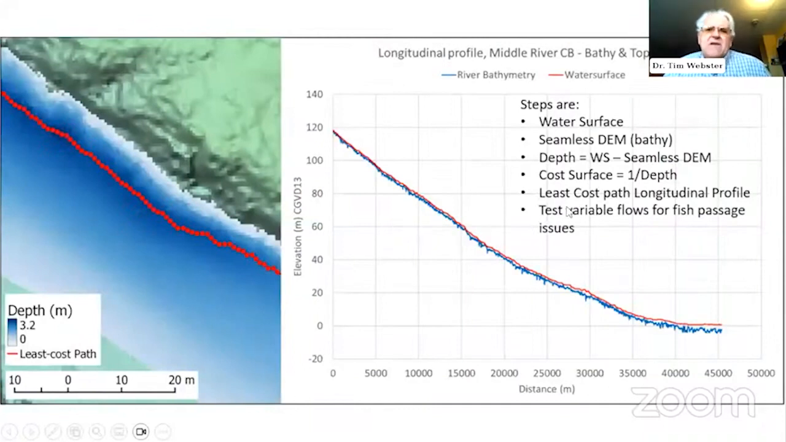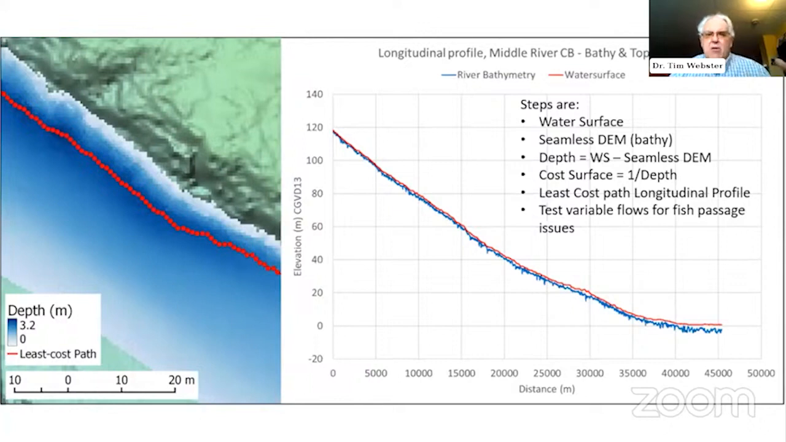And again, one of the benefits of the longitudinal profile is, in this case, the water surface is shown in red, and the actual bathymetry is shown in blue here, or the riverbed. And we can also identify waterfalls, deep pools, etc. So again, the steps are water surface, seamless DEM. We subtract those two, we get a depth map. From that, we do an inversion of the depth map. We do the least cost. We convert that line into a series of points, and then get our longitudinal profile.